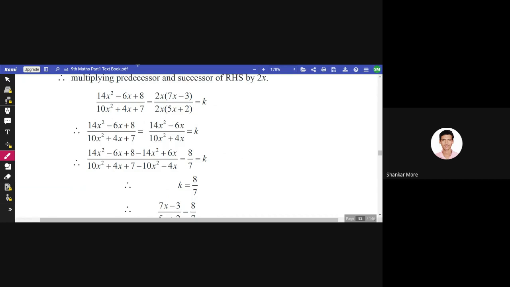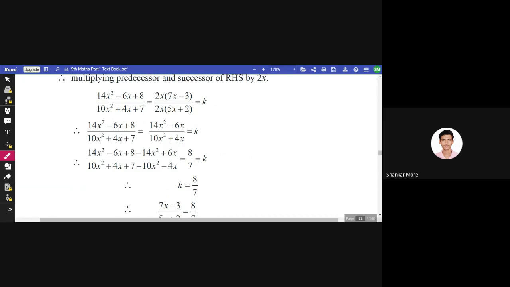Now we can apply here the theorem of equal ratios. So when we apply the theorem of equal ratios, what will happen is, see, we will add these two. Basically what we are doing is, no, we are not adding it, we are actually subtracting it.